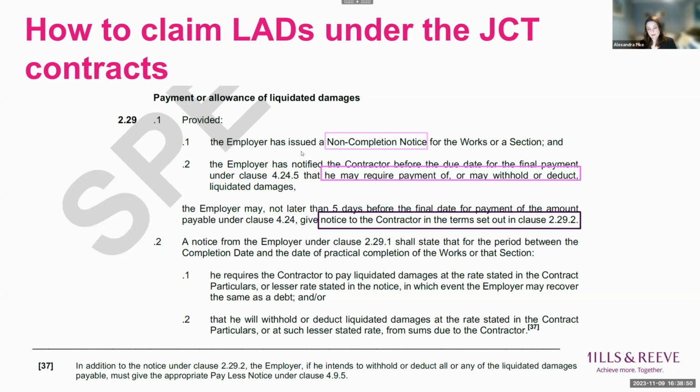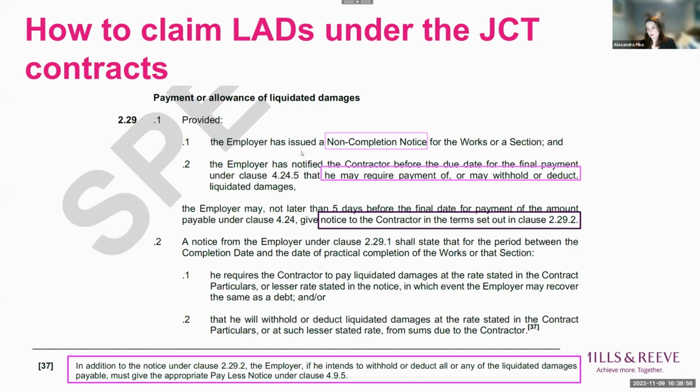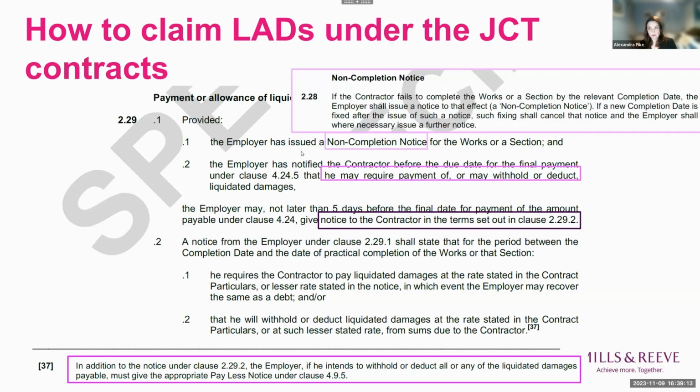And then if you deduct liquidated damages from sums due, then the employer has to also issue a payless notice, and you'll see that's buried in the footnotes. And when you look at each of these 4 notices, very often you have to refer to somewhere else in the contract beyond this bit of the clause to be able to understand what is required. So for the non-completion notice, that's clause 228.